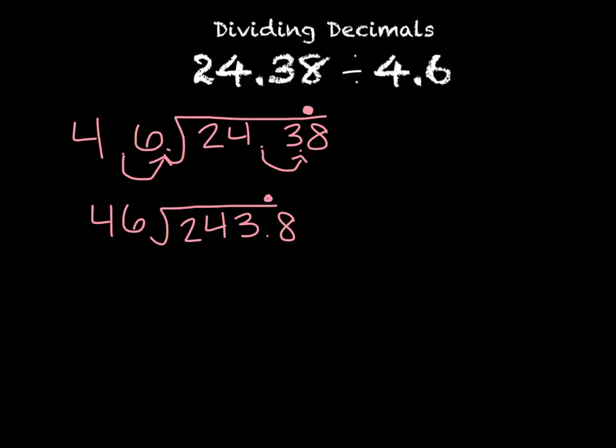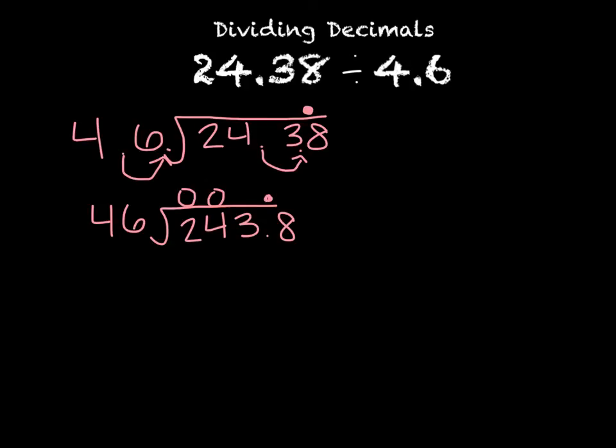Okay, so next you're going to use your logic. This is where your logic brain comes in. You're going to look at 46 and say, does 46 go into 2? No, it doesn't. So we're going to put a 0 right there. Now we're going to move on. Does 46 go into 24? No, it doesn't. So we're going to put a 0 there too.